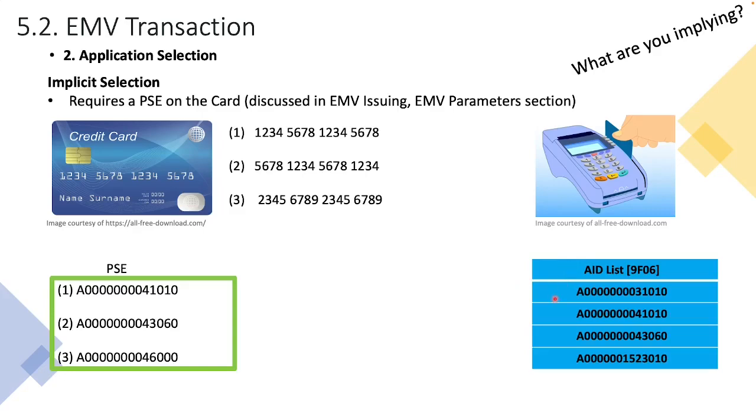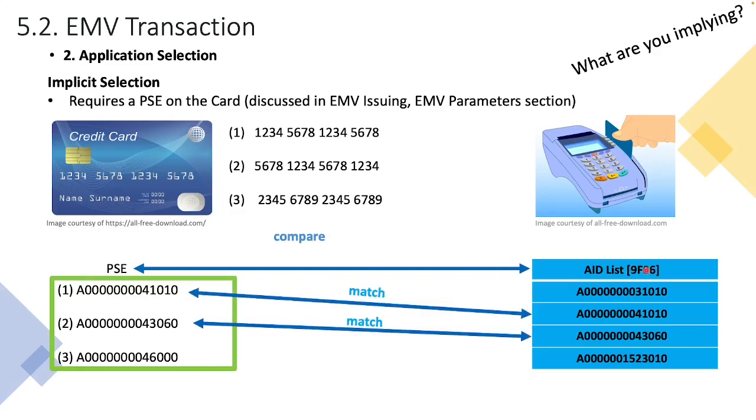The terminal itself supports 4 different AIDs. It supports A31010, which is a Visa credit debit card, A41010, which is a MasterCard credit debit card, A43060, and A1523010, which I'm not sure if it's Amex or Discovery right now. Okay, but the important thing to note is this. What the terminal does is that it compares the PSE on the card to the AID list that's stored on itself, and it looks for matches.